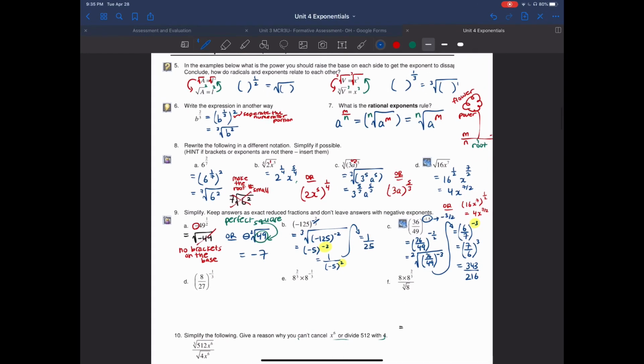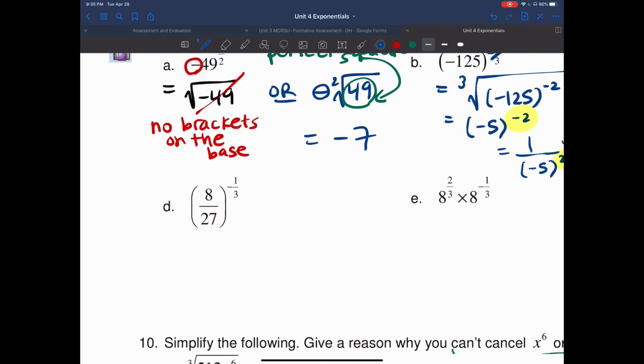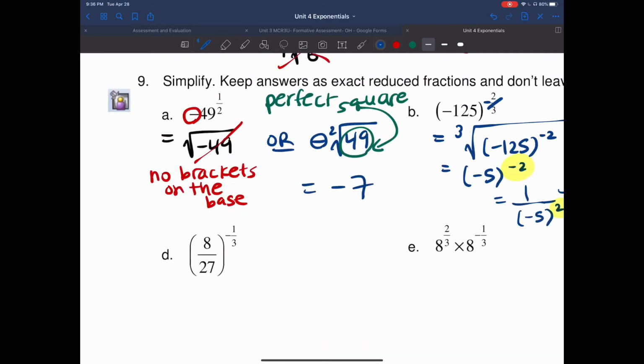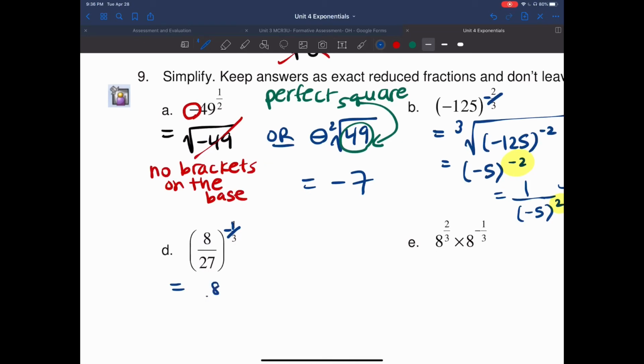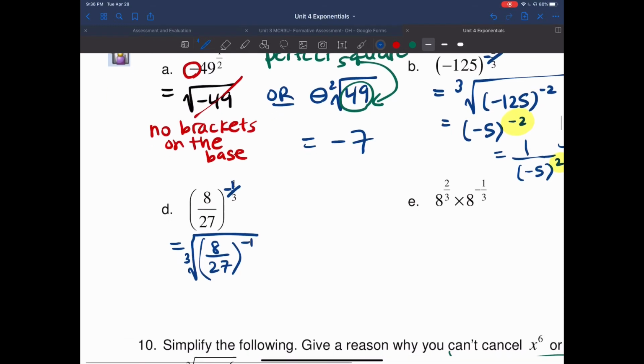Okay. Part D. Again, I'm going to rewrite it so that I have the negative 1 like so, and then a division line. So I'm forcing that negative to the numerator. Going to rewrite it so that I have 8 over 27. Introduce the brackets. The numerator always goes on the exponent. Put that radical sign, and then put a 3 at the front. And so I'm going to apply it.